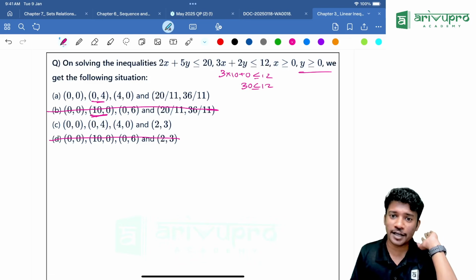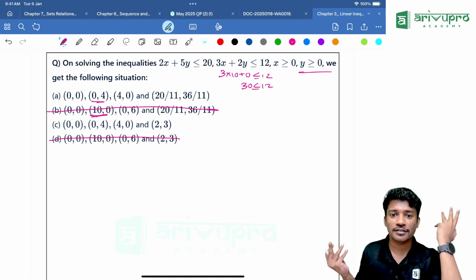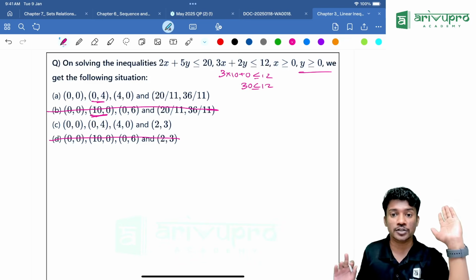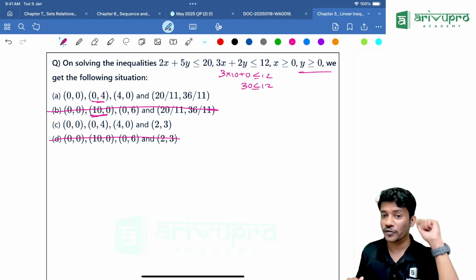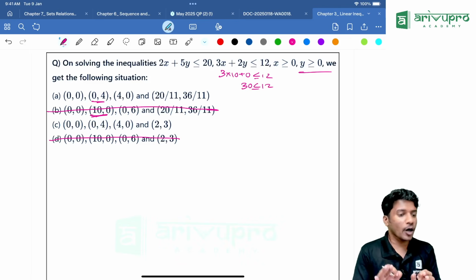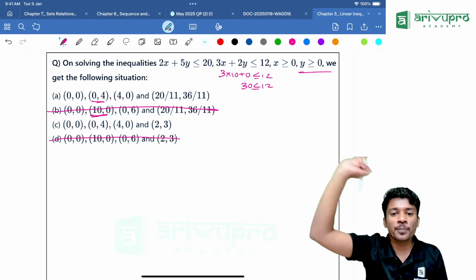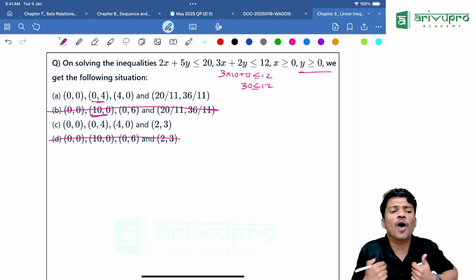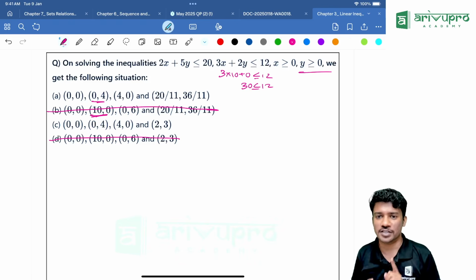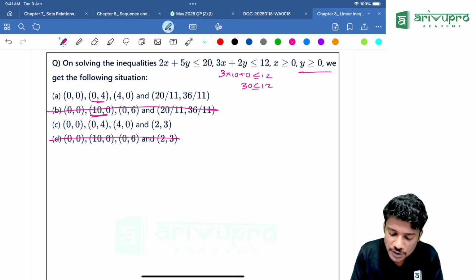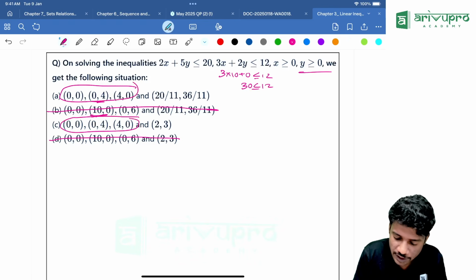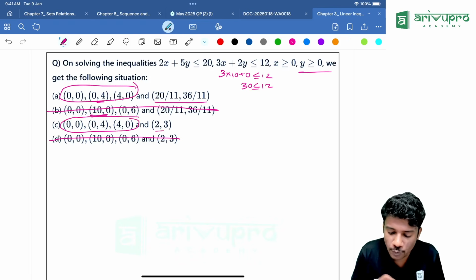A fraction is there, that means you are ignoring it. Not possible at all, we need to check. So, right now, option A or B are possible values. If you ask me, both are possible values. Now, how will we check which is the right option? For that, we will substitute the values. All these three are correct, everything is the same. Only 2, 3, and 20 by 11, 36 by 11 are different.